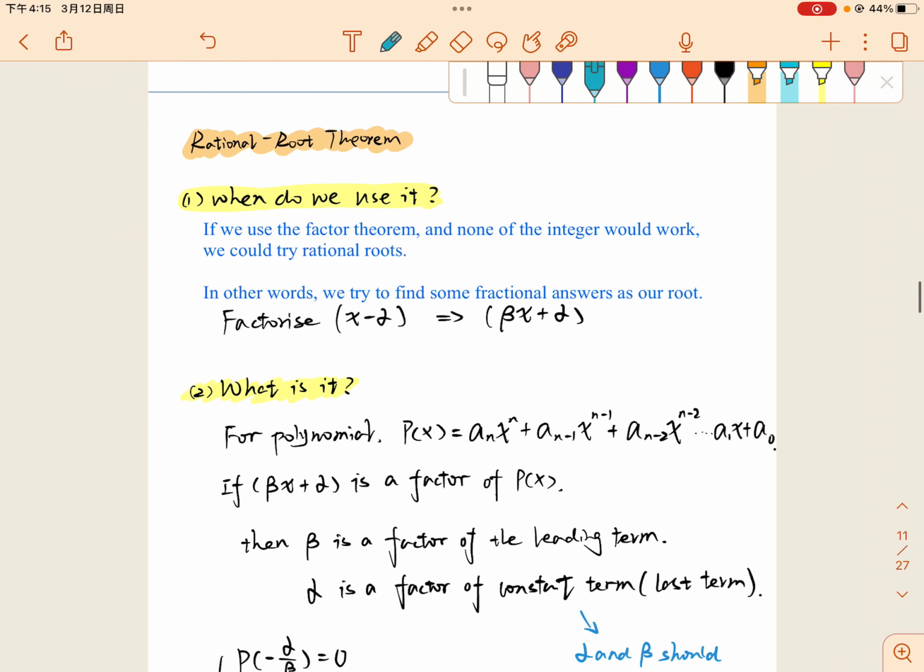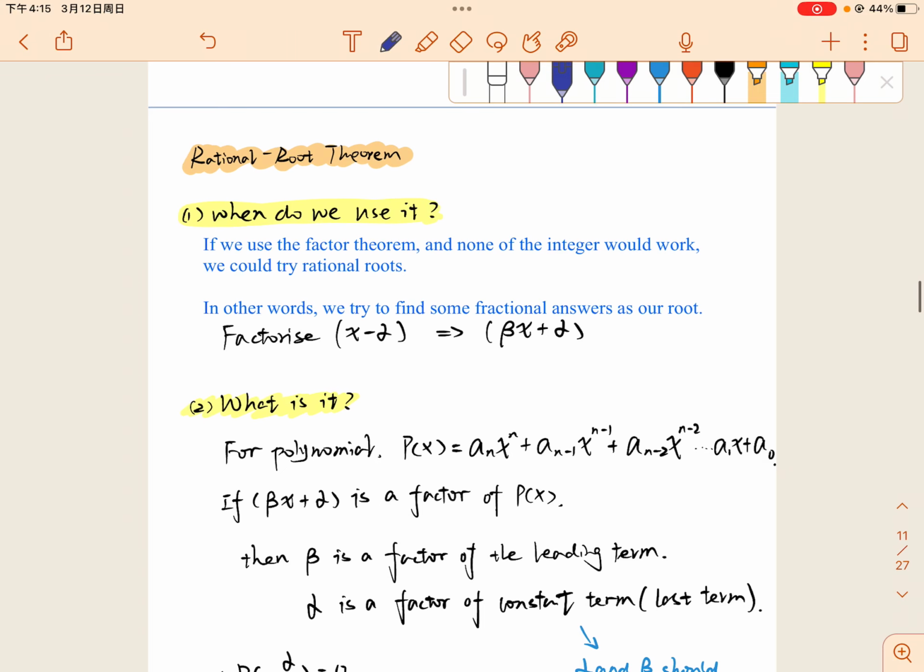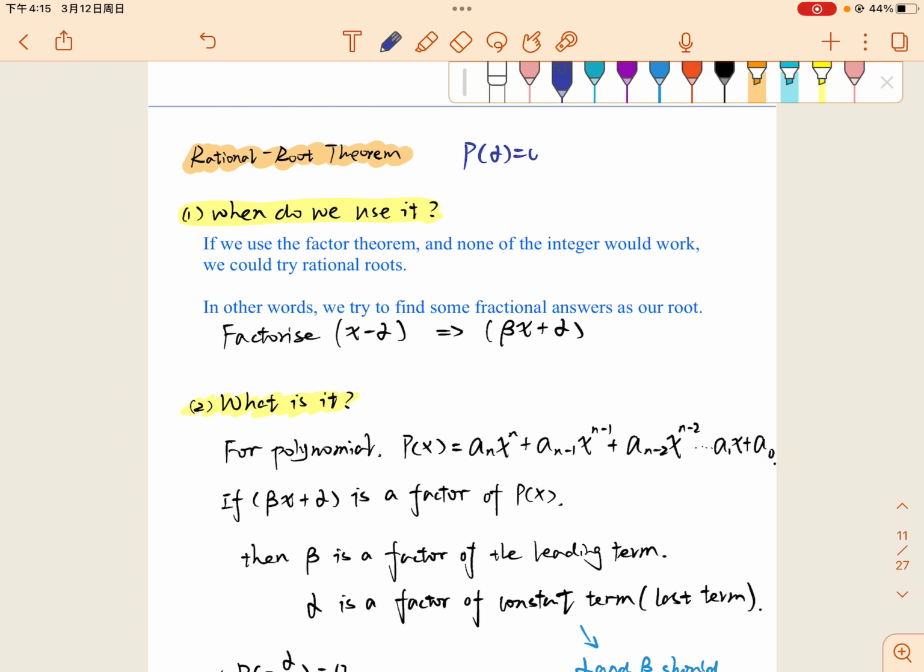Okay, the next part is our rational root theorem. First, when do we really use this theorem? If we try to use the factor theorem first, and try integer numbers. Remember in class we mentioned that if p(alpha) equals 0, that means x minus alpha is a factor of p(x), the polynomial. So if you try different integer numbers and none of them work, now you would try a fractional answer. That is when we move from x minus alpha into beta x plus alpha.